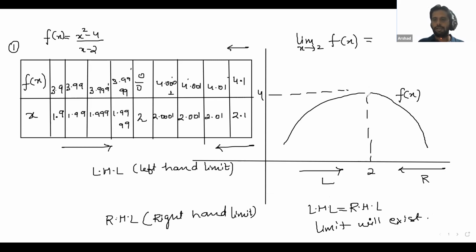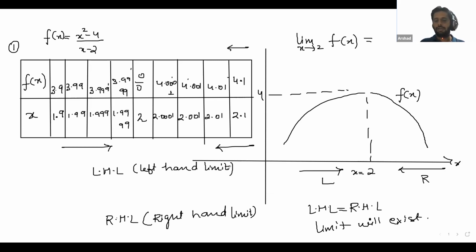If we check at x is equal to 2, this is x and this is f(x). If we check the value of the function at x is equal to 2, there is no value. So the function is not defined at this value.